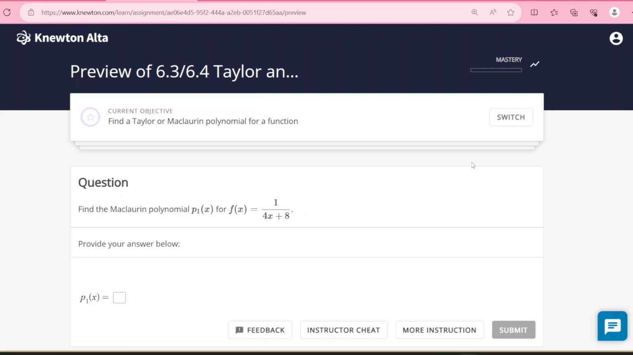Okay, so here's our Newton-Alta assignment, and you'll see the title of the assignment without the word preview in the upper left-hand corner. In the upper right-hand corner, you'll see the mastery bar that tells you how far along you've gotten.